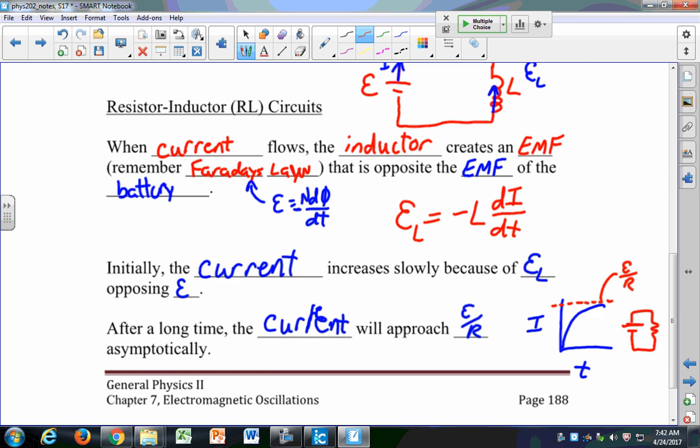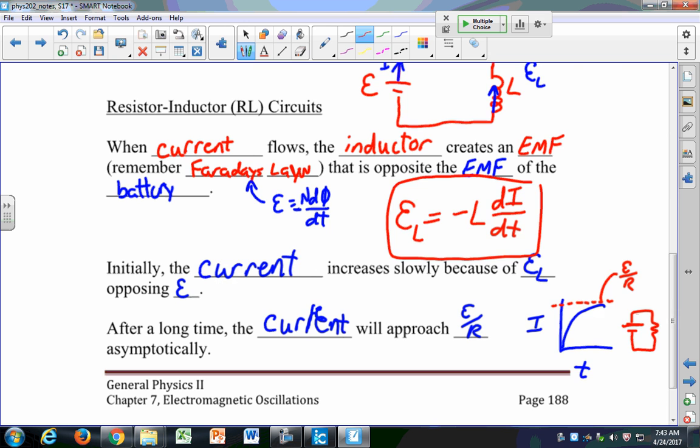The EMF of the battery is dependent upon the changing magnetic flux, and the changing magnetic flux is dependent upon that changing current. So the EMF of the inductor, this EMF that opposes the direction of the battery's EMF, is dependent upon how that current is changing.